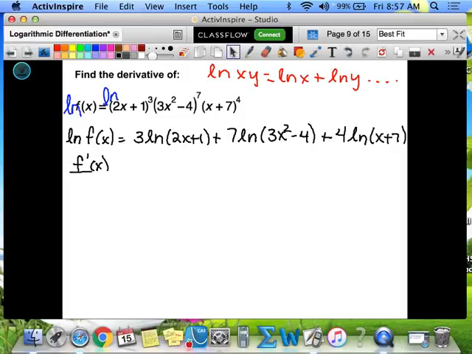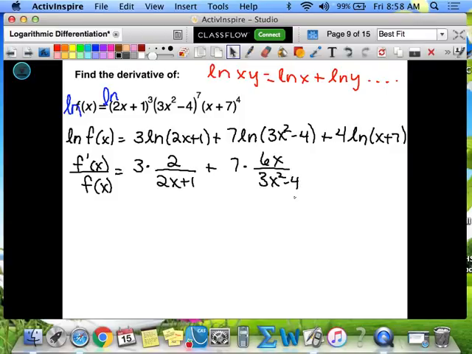So I haven't taken a derivative yet, but the derivatives are easy, right? We're just going to u prime over u our way down the road. So far so good? 3 just tags along. U prime over u. I was wondering why you put the prime on top and on bottom. 7 tags along. U prime over u. 4 tags along. U prime over u.